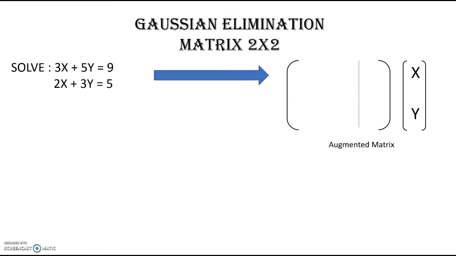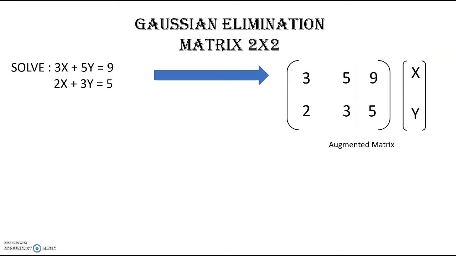Now we transfer the first equation, 3, 5. Always remember that the value after the equal sign must be placed at the right side separately, like this, 9. Now the second equation, 2, 3, and then 5.